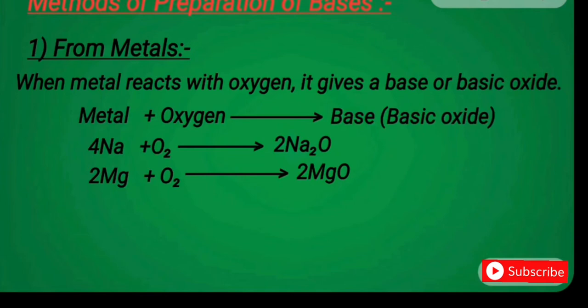Methods of preparation of bases. The first method is from metals. When metal reacts with oxygen, it gives a basic oxide or base. Children, you know that metallic oxides are basic in nature. When metal reacts with oxygen, it produces base or basic oxides.